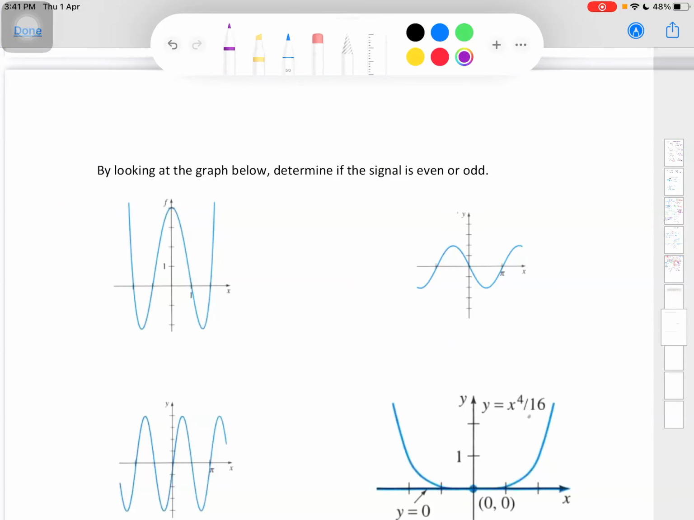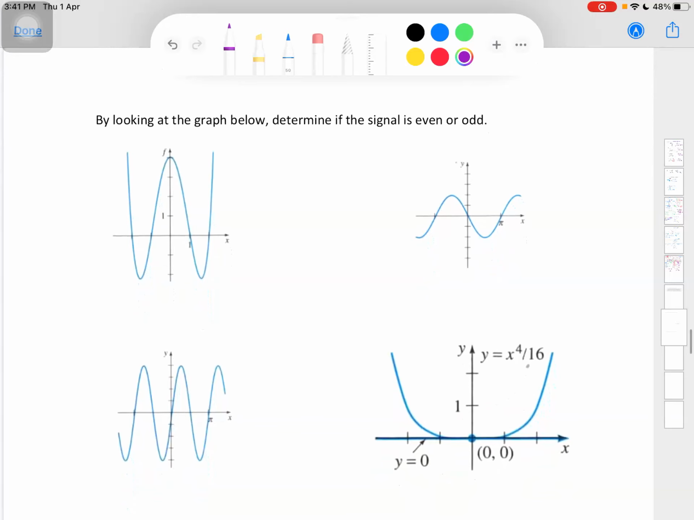Let's have a look at the next question. In this question, we are given 4 graphs as shown here, and we are asked to determine whether the signal is even or odd. Now let's have a look at the first graph. This is the y-axis, and we can see that this part of the signal, where the time is positive, is the mirror image of this part where time is negative, with respect to the y-axis. So this signal is even.